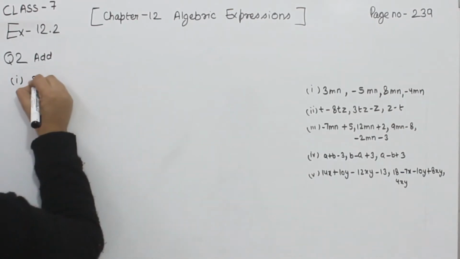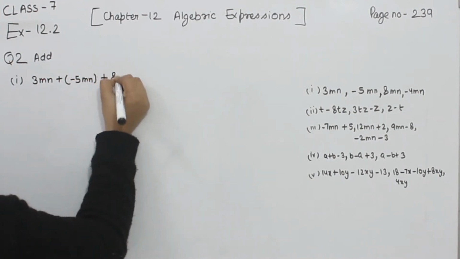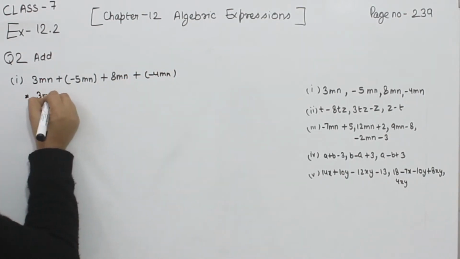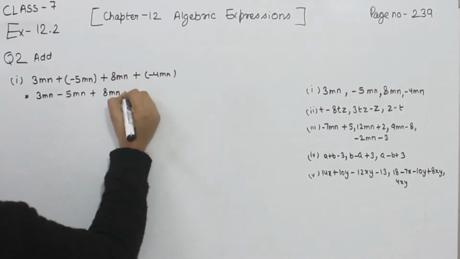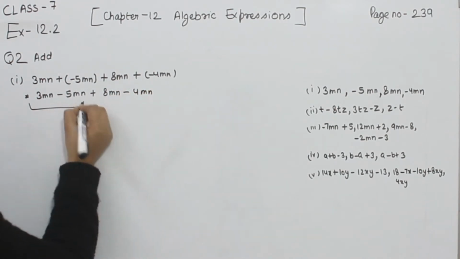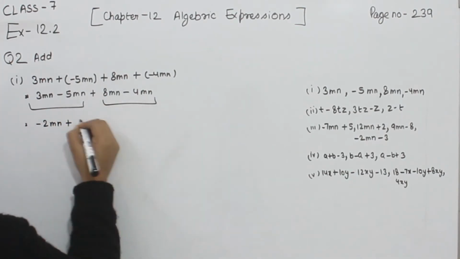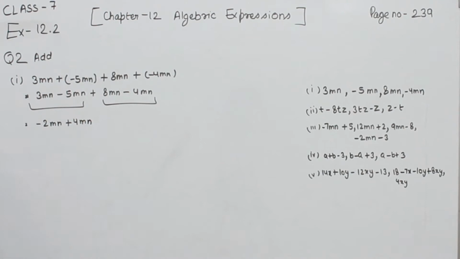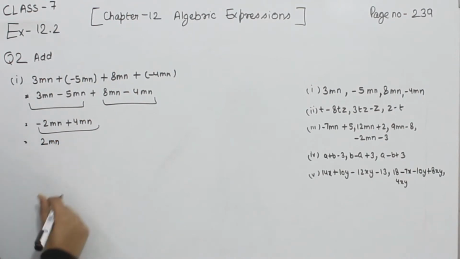In the first one, we have 3mn plus (minus 5mn) plus 8mn plus (minus 4mn). Now we are going to solve the brackets. Plus minus minus 5mn plus 8mn plus minus minus 4mn. Now we are going to solve this one. So plus minus minus, we have minus 2mn plus, now solving this one, then plus minus minus, we have 4 plus 4mn. Now we are going to solve these ones. So plus minus minus, we have 2mn. So this is part 1.